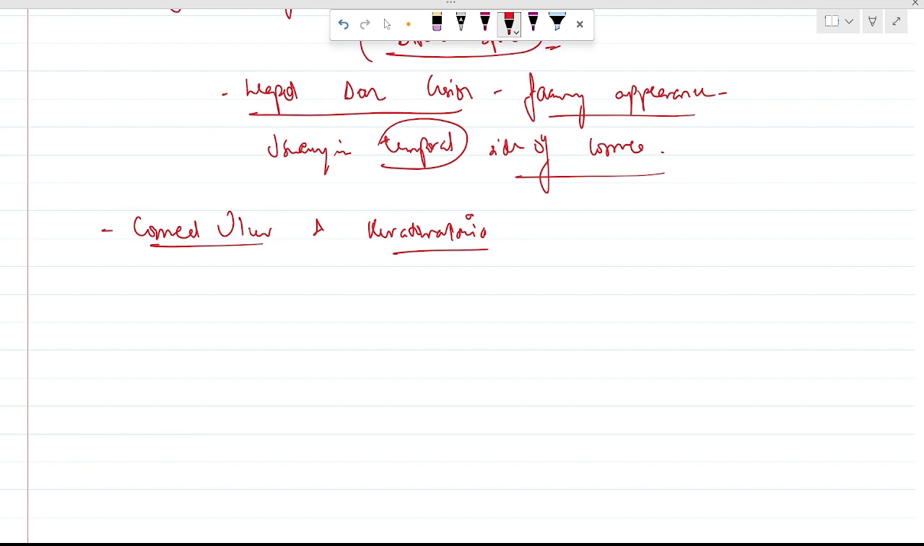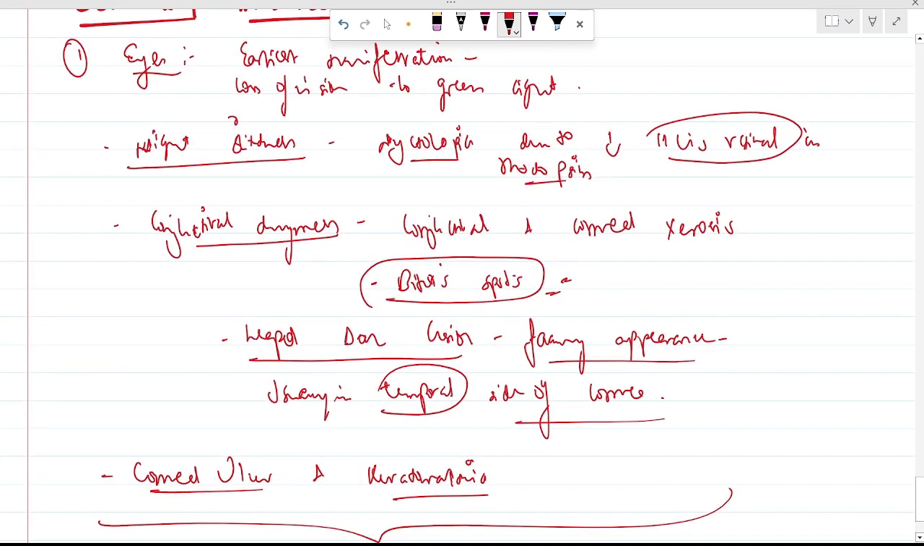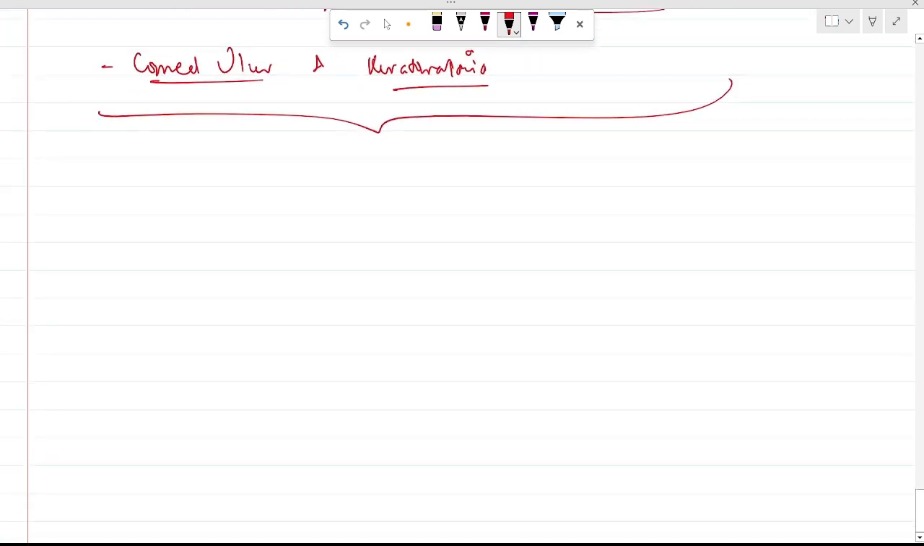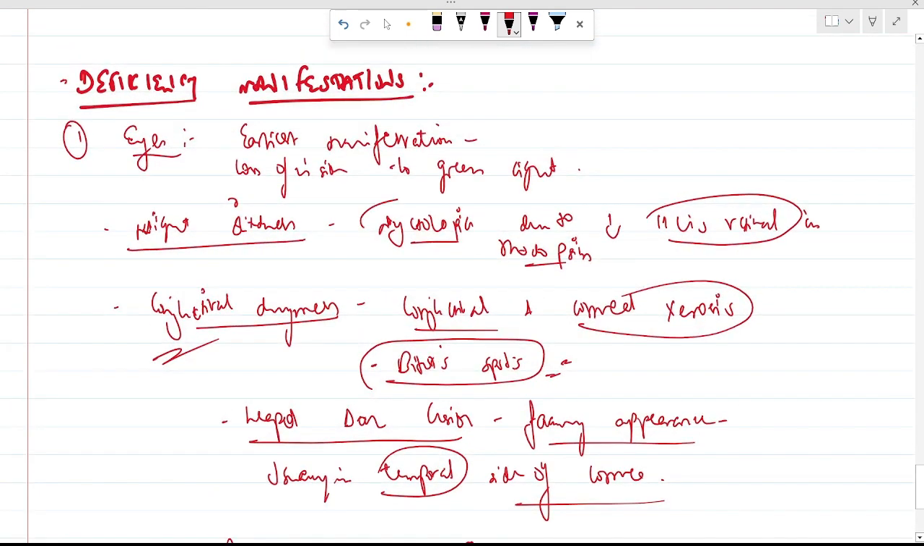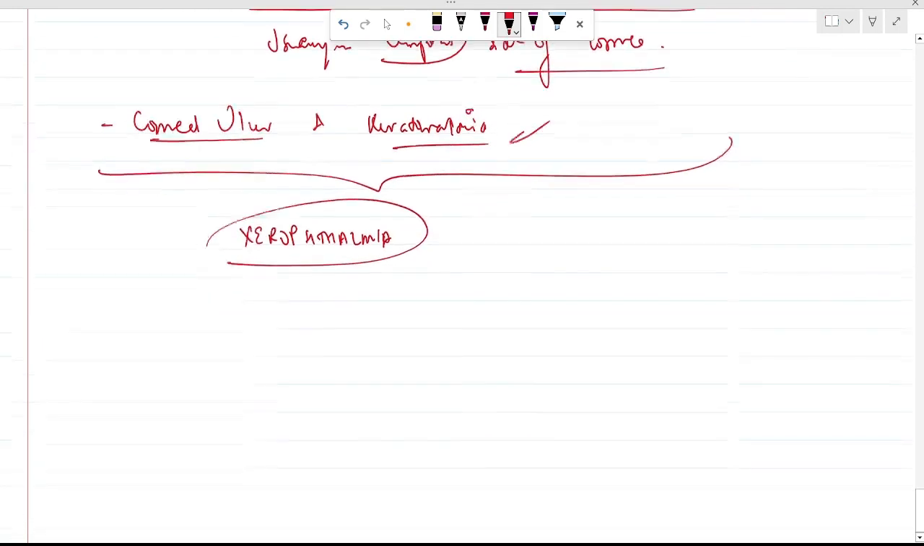So all these features, corneal ulcer and keratomalacia, conjunctival dryness, night blindness, nyctalopia, this all leads to, remember, xerophthalmia. Okay, this xerophthalmia, again I am repeating: corneal ulcer and keratomalacia, conjunctival dryness, conjunctival and corneal xerosis, and nyctalopia or night blindness. Xerophthalmia.